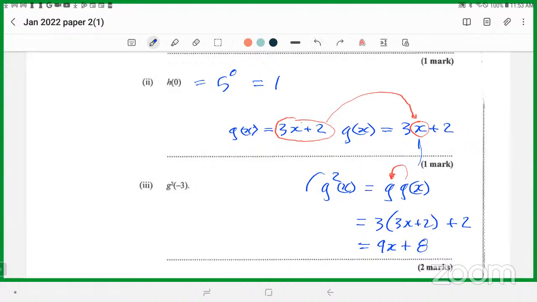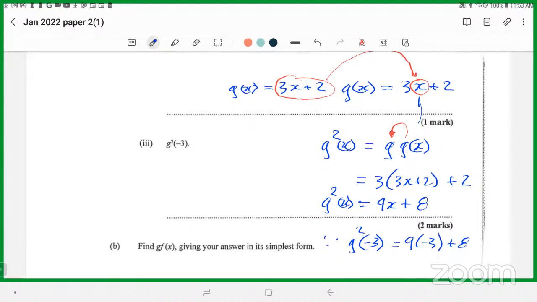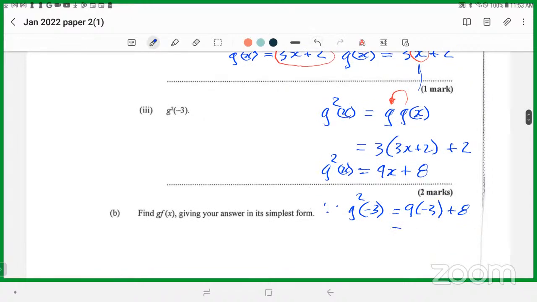Now, what if I were to use this now to answer this question? It would mean that all I need to do now is substitute the -3 inside here, which you can do. So let's just complete it. So this is g squared of x. All right? So we can say, therefore, g squared of -3 would become 9 times -3 plus 8. Now 9 times -3 is -27 plus 8. That will be -19.